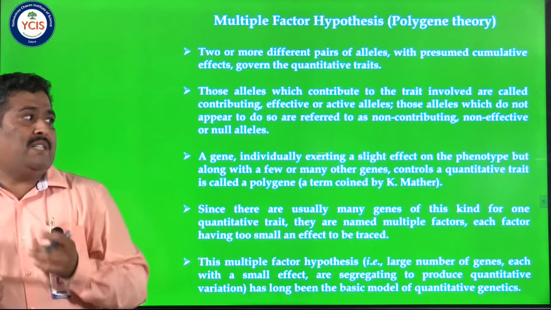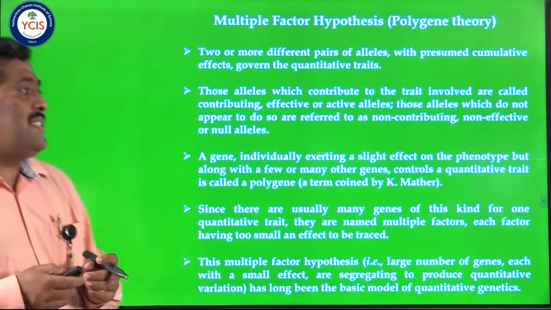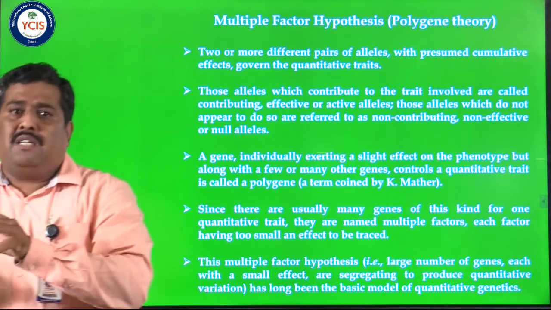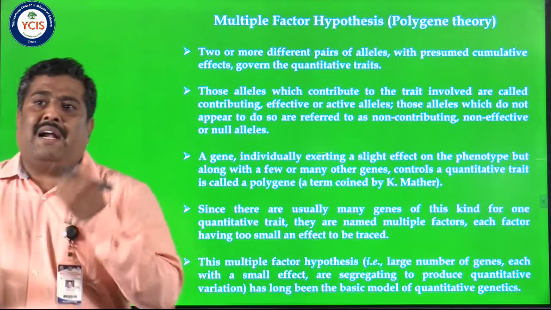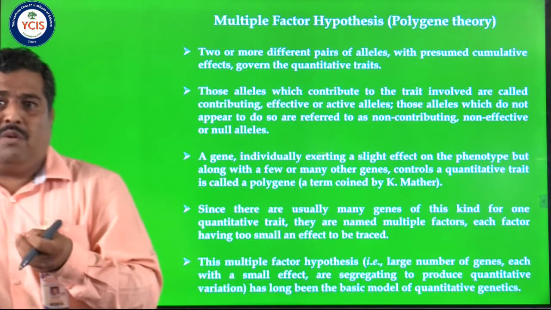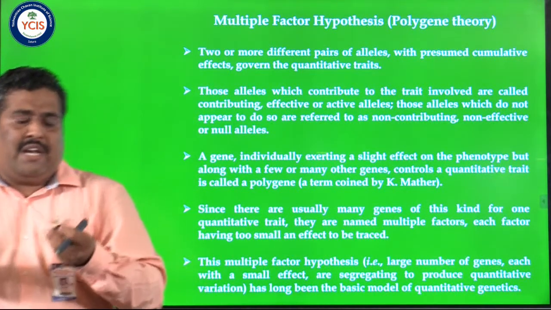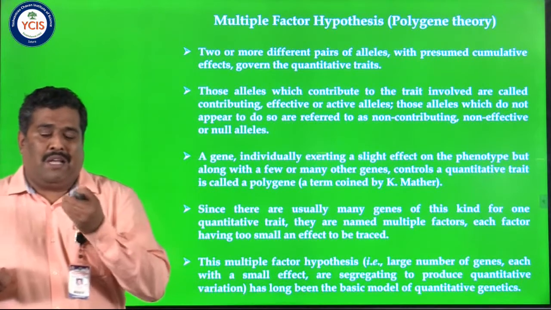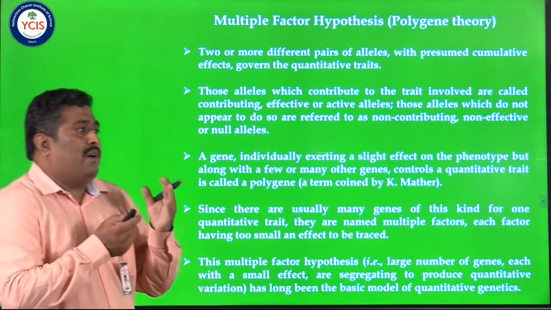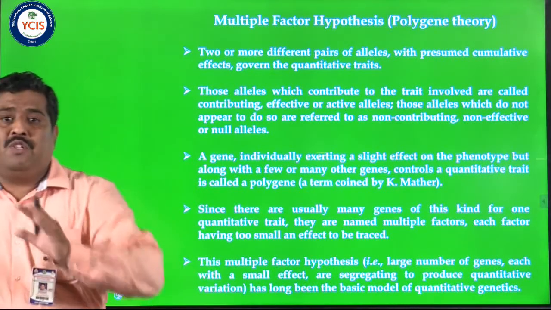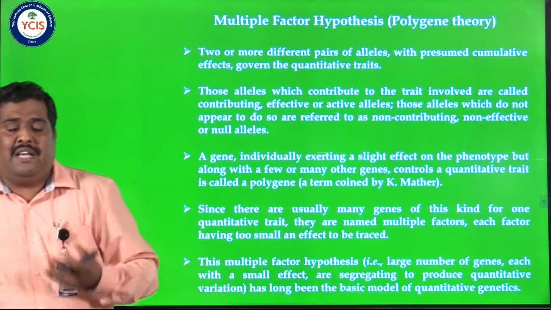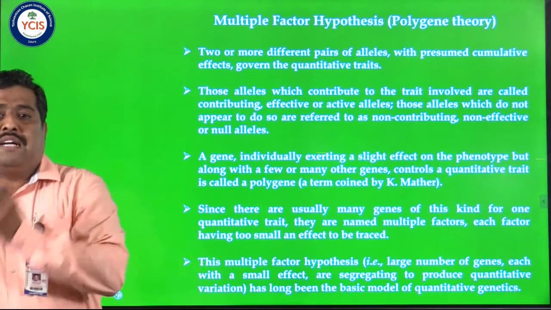That's why it's a quantitative trait, with each gene individually exerting a slight effect. So whatever genes are contributing to that particular character, a number of genes are there, and each gene is individually exerting a slight effect. So we cannot find the effect of that particular gene by means of Mendelian inheritance, but we can assess the activity of each individual gene by statistical methods.